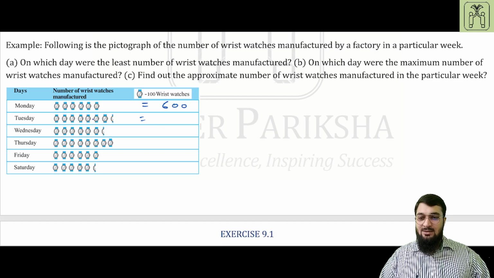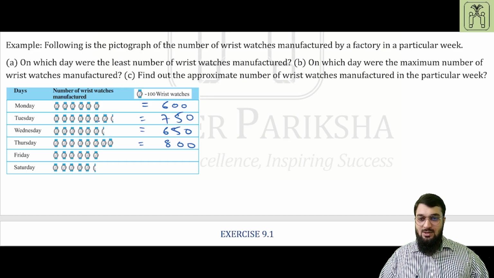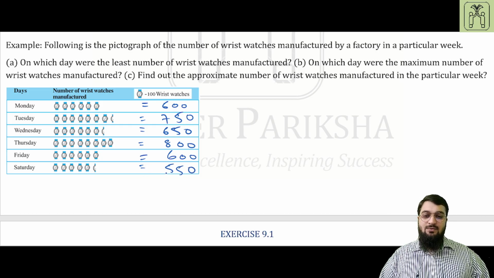This will mean 6, 7.5. So this will mean 750 wristwatches. This will mean 6.5, so 650, and this will mean 6, 7, 8. So this will mean 800, and this will mean, I hope that I am correct, 6 and 6.5. Okay, it's 3 and 6, 7.5. Okay, and then it will be 600, and then it will be 5 and a half, so 550. So now we will come to the questions that have been asked.